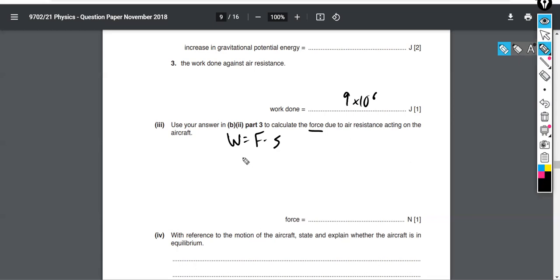It's very clear what the work is, because it says use your answer in part 3. So that's the work, 9 by 10 to the 6. It's clear I'm solving for force. What displacement? Does anybody know? If so, leave it down in the comments below. Or if you're in class, you can raise your hand or call it out.